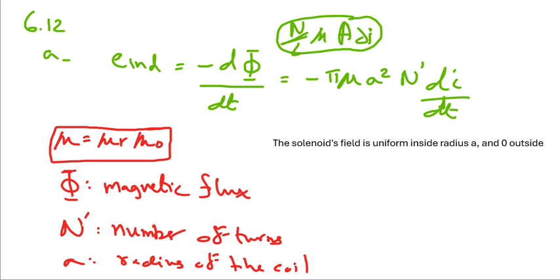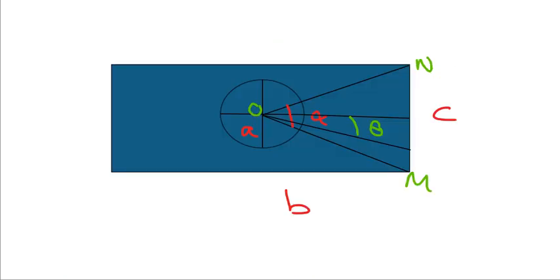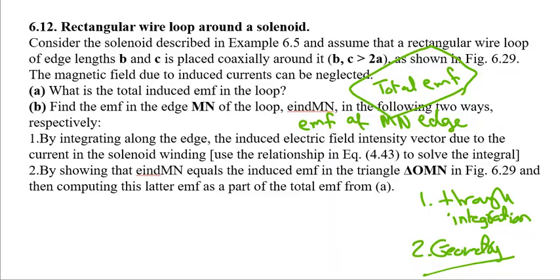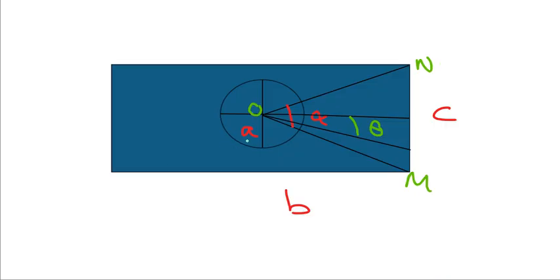Mu is just mu r times mu naught, which is the electromagnetic permeability through the space and the medium. Coaxially, if you think of it, inside the coil there's a medium, and outside the coil there's some sort of space, which is air, in between them.